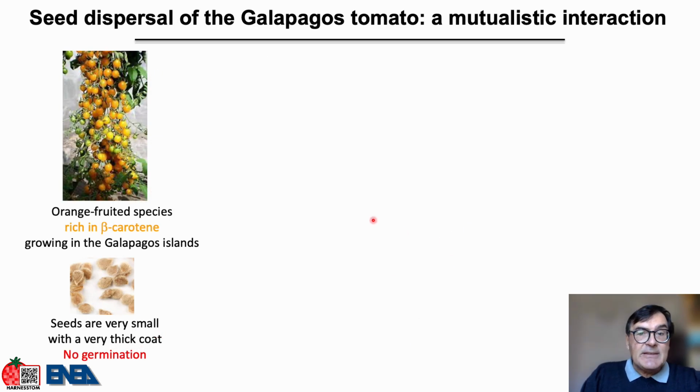In this last slide, I'd like to tell you the story of an interesting mutualistic interaction between a plant and an animal. The Galapagos Islands, visited by Charles Darwin in his travels, host 2 wild tomato species with orange fruits rich in beta-carotene, Solanum cheesmaniae and Solanum galapagense. These species have very small seeds with a thick seed coat which, when planted, do not germinate. Thus, for many years, it was a mystery how these species managed to reproduce.